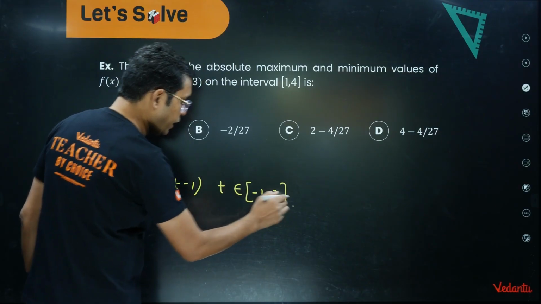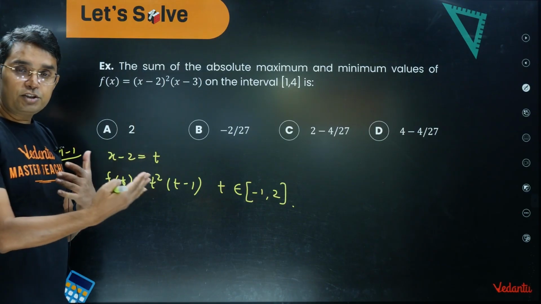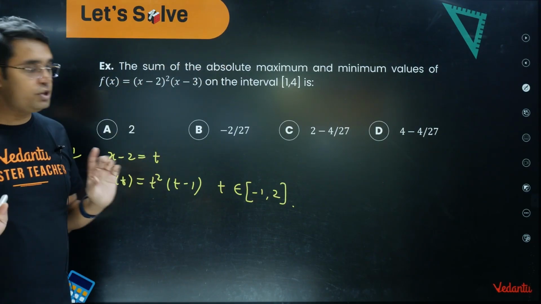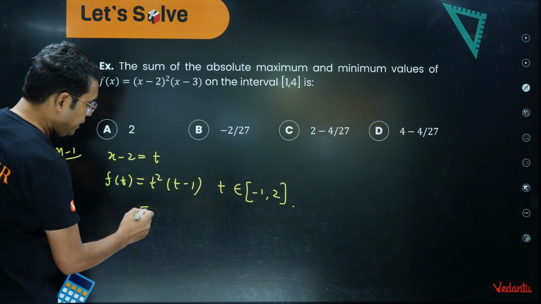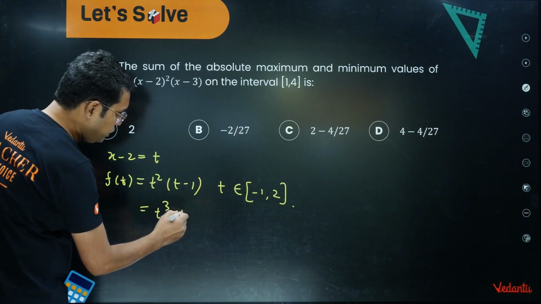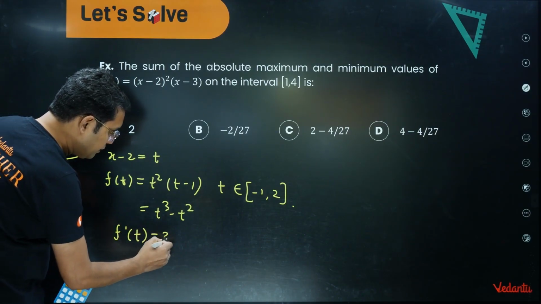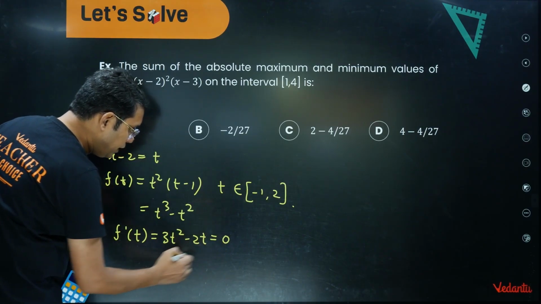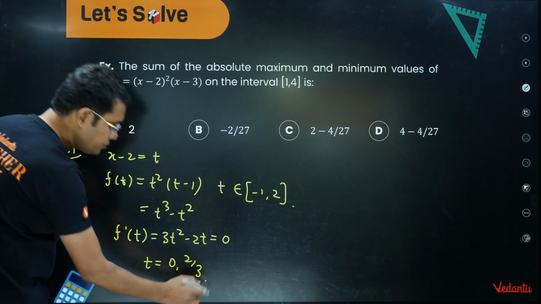Now you can see that by making this substitution you are just shifting your graph, but the value of maximum or minimum will not change. Differentiation will be much easier by doing this. It will be t cube minus t square. If you take the differentiation of this f(t), it will be 3t square minus 2t equal to 0, which will give you two values of t. One is 0 and one is 2 upon 3.